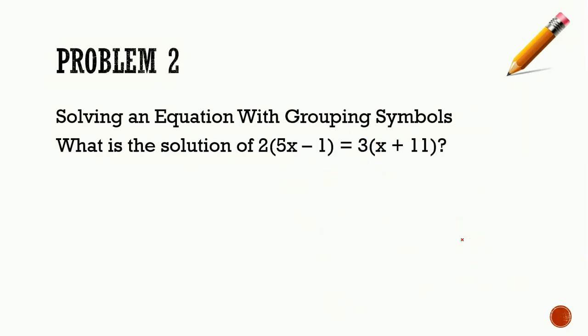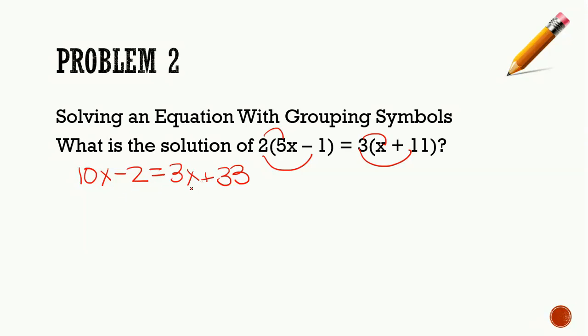What about one with the grouping symbols? That basically means I've got parentheses in this, and I've got to get rid of them. So let's distribute this 2 in. I'll get 2 times 5, which is 10x, and 2 times negative 1 is negative 2. Let's distribute the 3 in on that side. So that would be 3x, because 3 times x, right? And then 3 times 11 is 33.